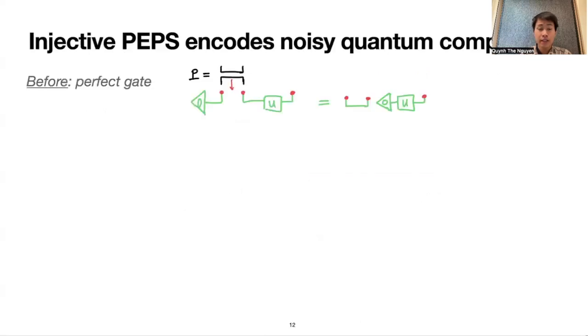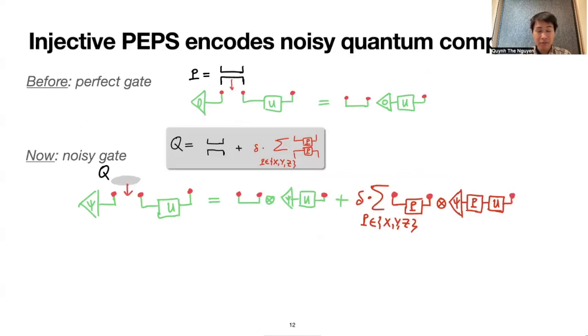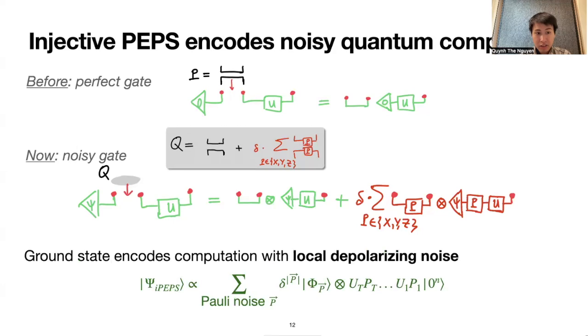So the main observation is that before, the projector P performs a perfect gate, as we saw in step 2, but now with Q being a perturbation of P, it turns out that it performs a noisy version of the gate under depolarizing noise of strength delta, which is the strength of the perturbation in Q. So for a general circuit, we can show that the ground state of this parent Hamiltonian encodes the computation with local depolarizing noise per gate.